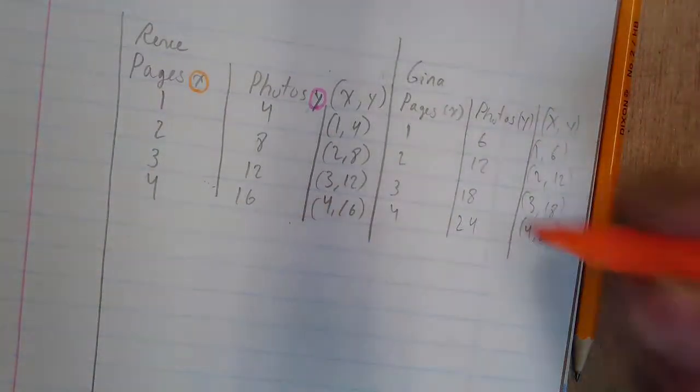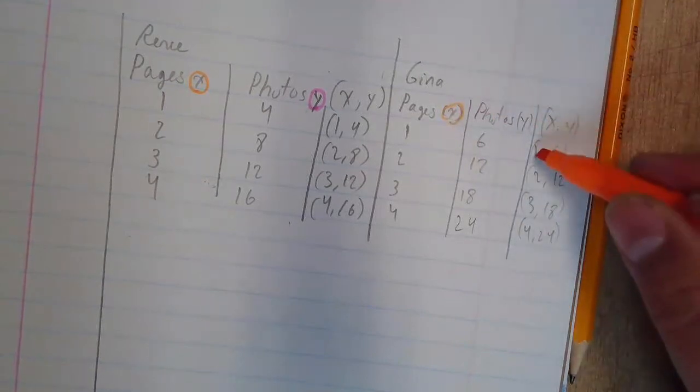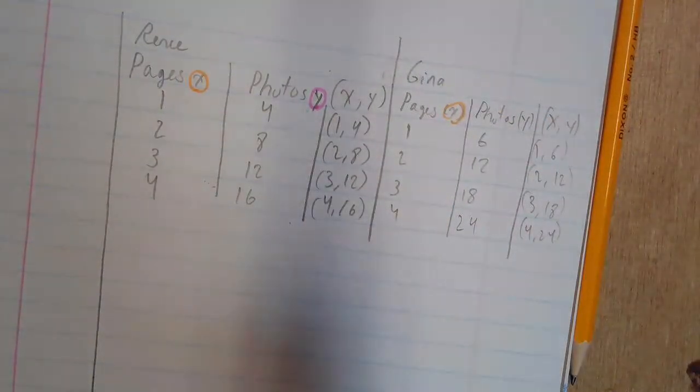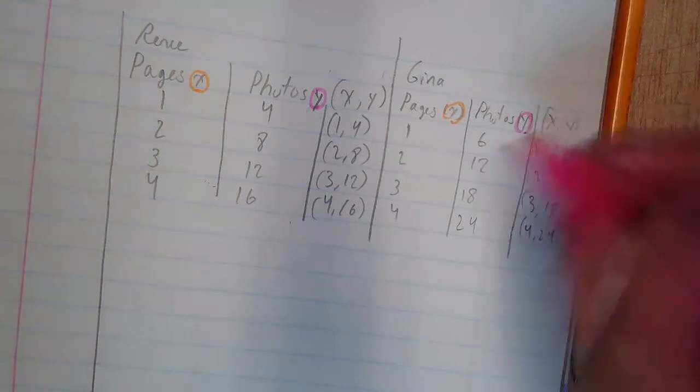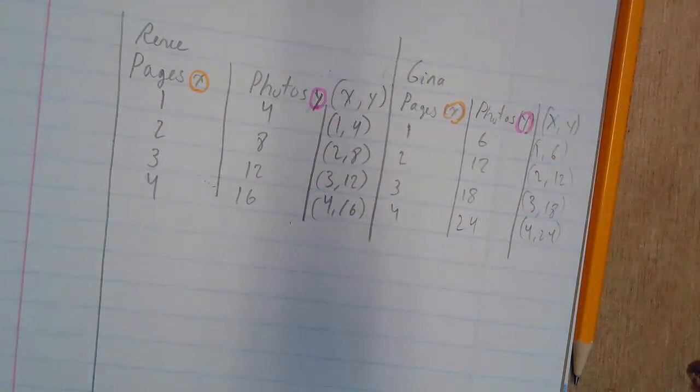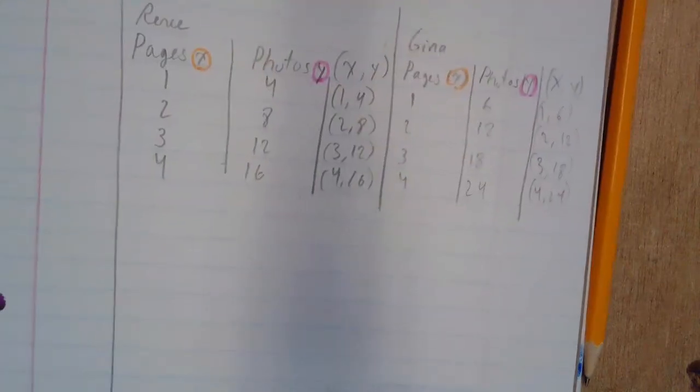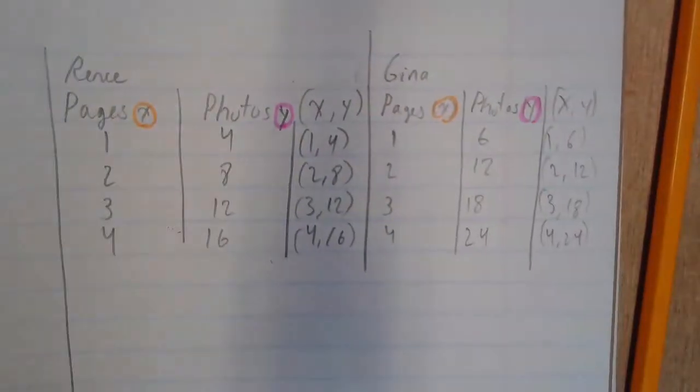Again, X. I was going to highlight everything, but let's not go crazy here. XY. Okay. This could be the fun part. This could be the scary part. I'll let you decide. I just wanted to confirm something. Yep, I did it right.